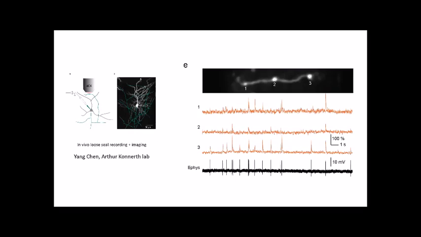In Munich, Arthur Konnerth's lab did some very cool experiments where they performed simultaneous patch clamp and imaging experiments in vivo. So they patched onto neurons and then imaged their axon, boutons and the axon that belong to the same neuron, so that they could listen to the cell spiking, which is what this ephys trace is here, and then image the release that's associated with that spike, right?